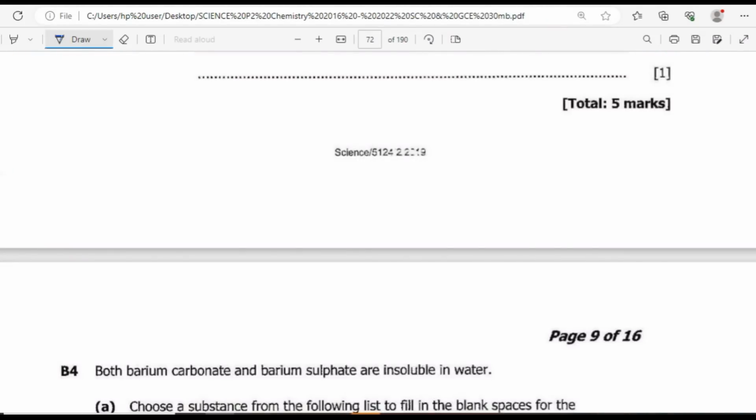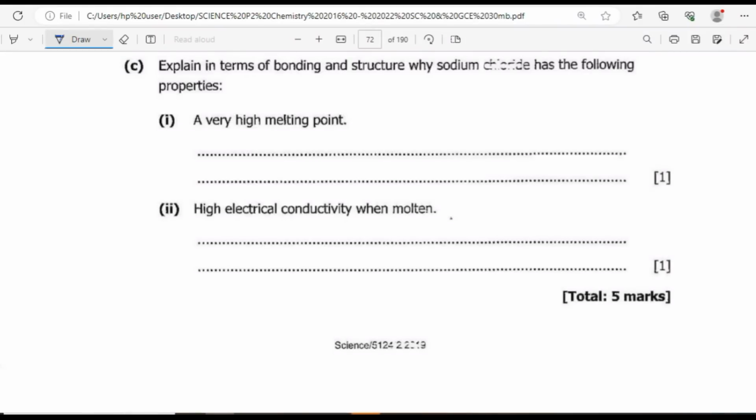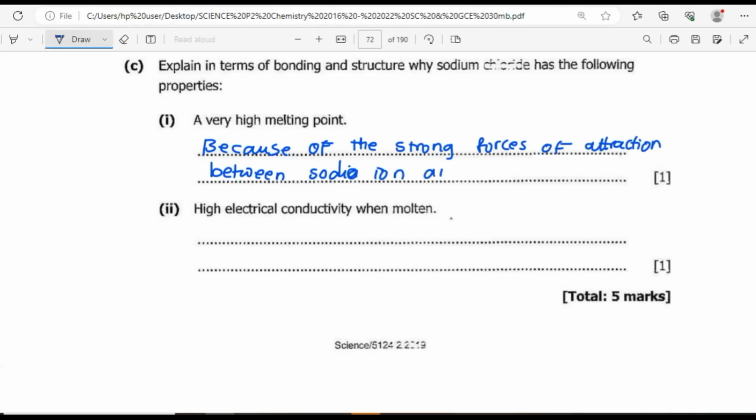Then explain in terms of bonding and structure why sodium chloride has the following properties. A very high melting point. So because of the strong forces of attraction between sodium ion and chloride ion. We know that like charges repel and unlike charges attract. So these two will have a force of attraction, and in order to break that force of attraction, a large amount of heat must be applied. That's why we have a very high melting point.